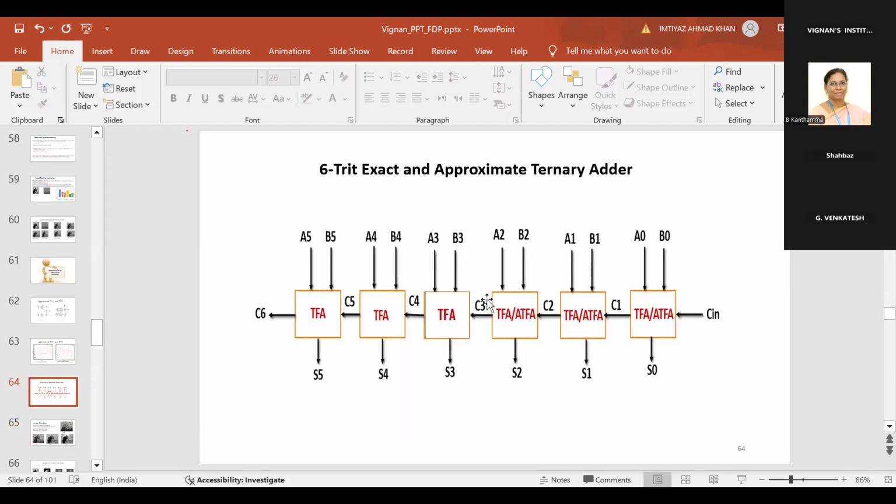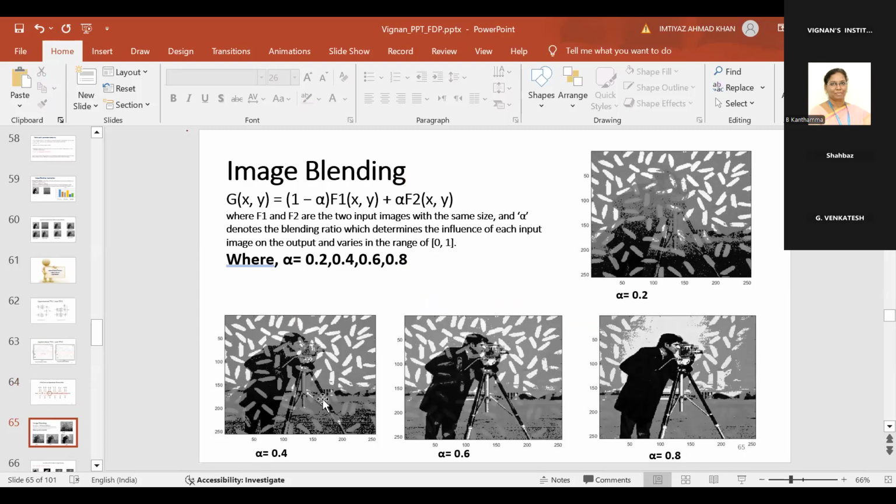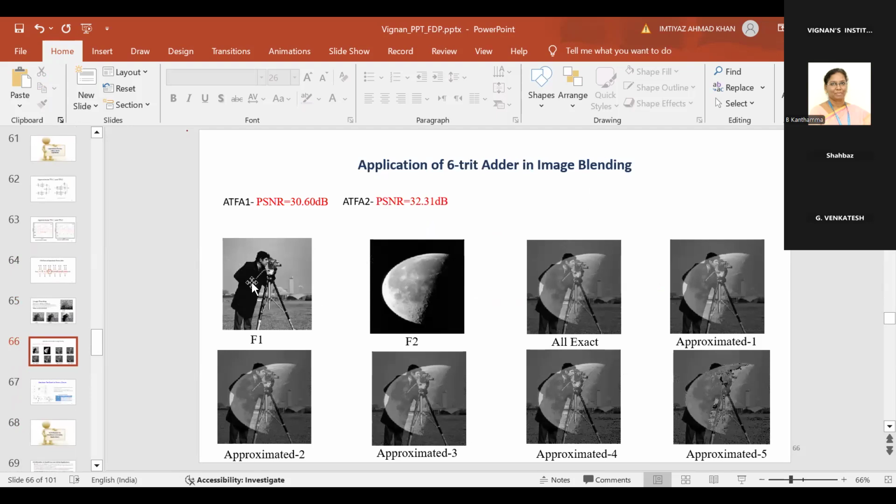There is the image after combination. These are different values of alpha. This is the original image. After mixing, this is the approximated image. And the value of PSNR is 30 and 32.